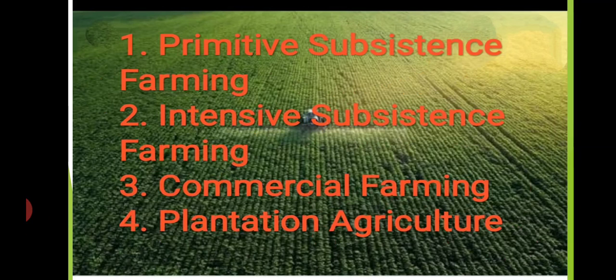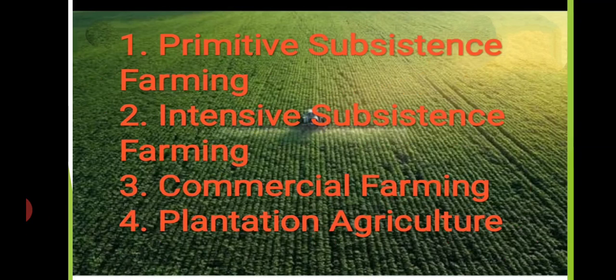Primitive subsistence farming is of two types, nomadic herding and shifting cultivation. Nomadic herding is the most common type of herding, practiced by nomads who wander from place to place in search of grazing pasture with water for their animals.